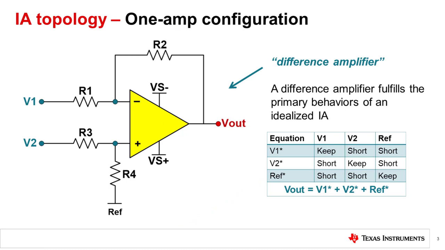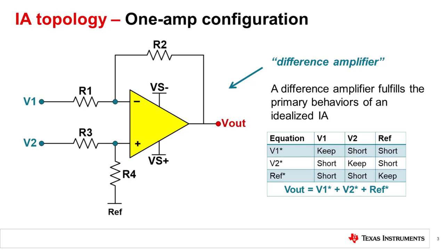The simplest form of an IA is an op-amp with 4 resistors. This particular configuration is called a difference amplifier, which fulfills the primary behaviors of an idealized IA. You'll see that many of these pins are familiar from the IA pin diagram shown before. The function of this difference amplifier is to amplify the difference between the two inputs. The common goal of this configuration is to match R1 to R3 and R2 to R4 to yield a gain ratio of R2 over R1.